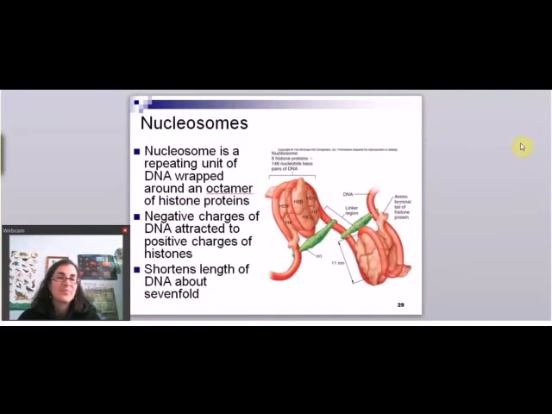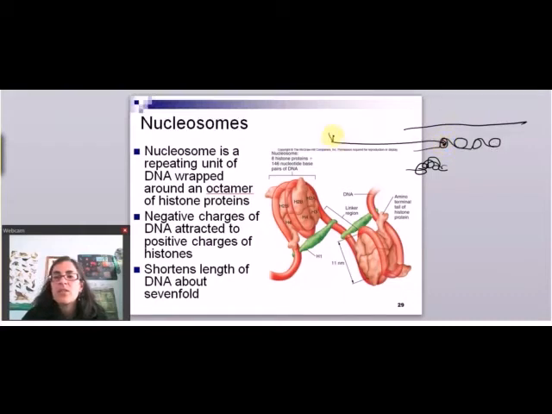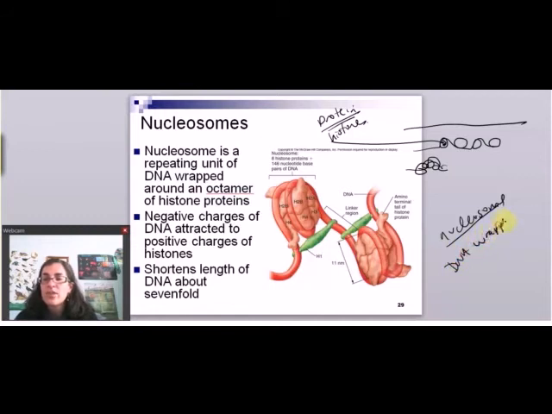We're going to go through these so you won't have to just rely on my slightly bad drawings. So the first level of compaction is the nucleosome. So again, there's my double helix, and the double helix is going to get wrapped around protein. So inside of here is protein, and those proteins are called histones. So again, that's the protein. And the DNA wrapped around the histones is called a nucleosome. So the nucleosome is the DNA wrapped around the histone.